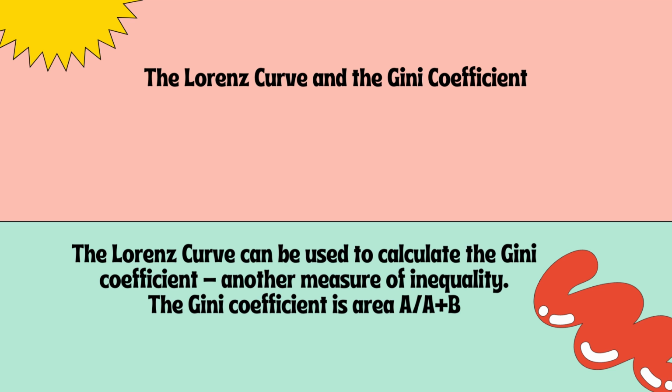The graph plots percentiles of the population on the horizontal axis according to income or wealth and plots cumulative income or wealth on the vertical axis, so that an x value of 45 and a y value of 14.2 would mean that the bottom 45% of the population controls 14.2% of the total income or wealth.